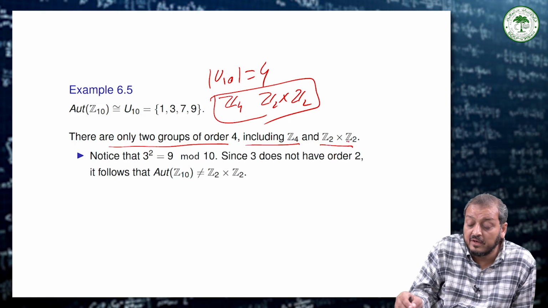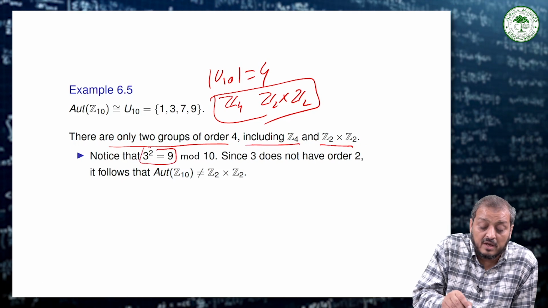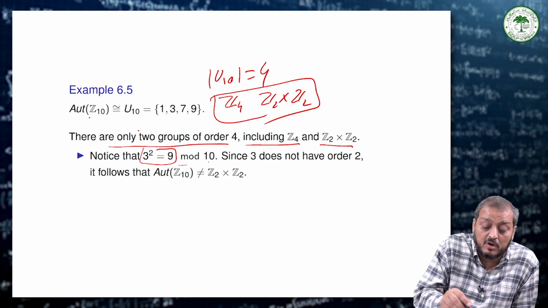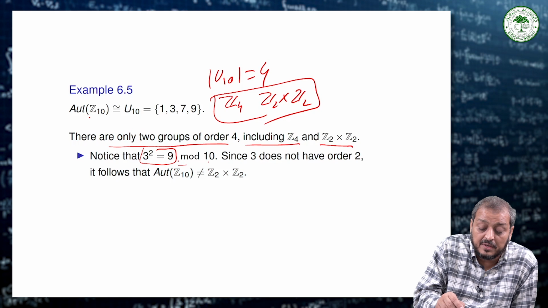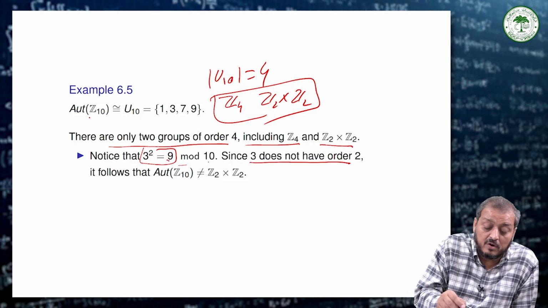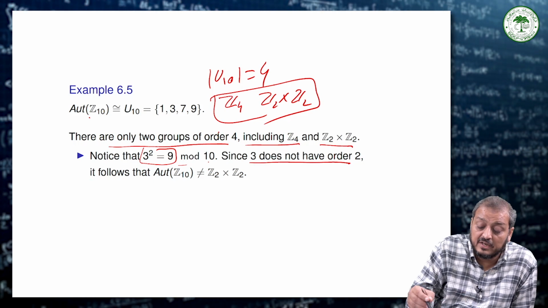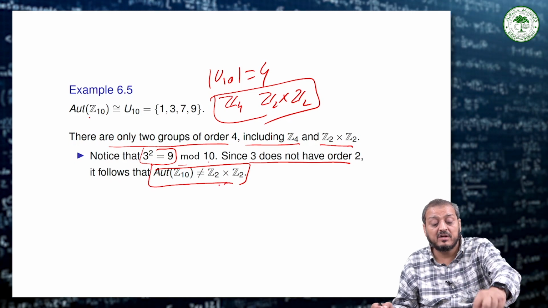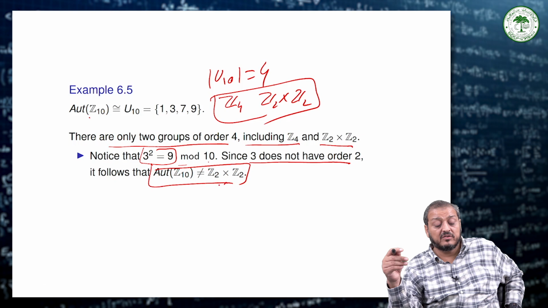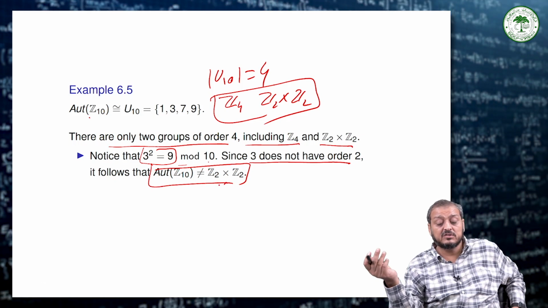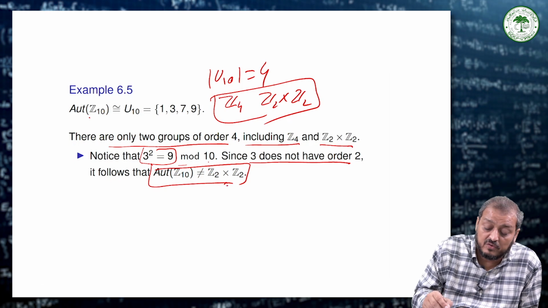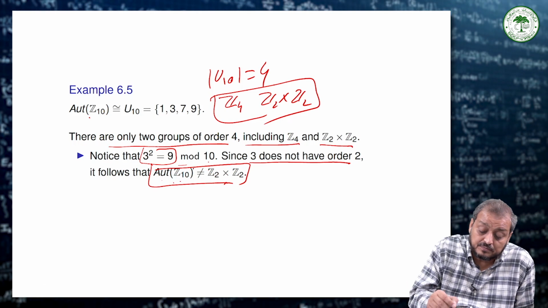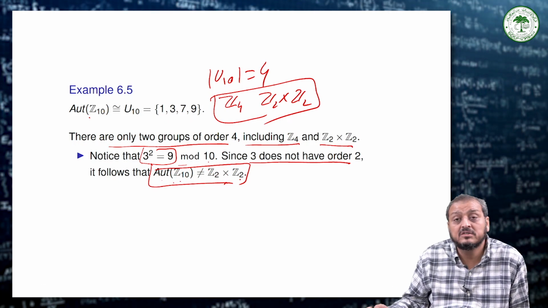Now if you take 3 squared, which is equal to 9 under modulo 10, this means 3 squared is equal to 9. Since 3 does not have order 2, it follows that U10 is not Z2 cross Z2. So this means clearly in U10 there is one element we can find, 3, and 3 squared is not the identity. So 3 does not have order 2. So this means the automorphism group of Z10 cannot be Z2 cross Z2.